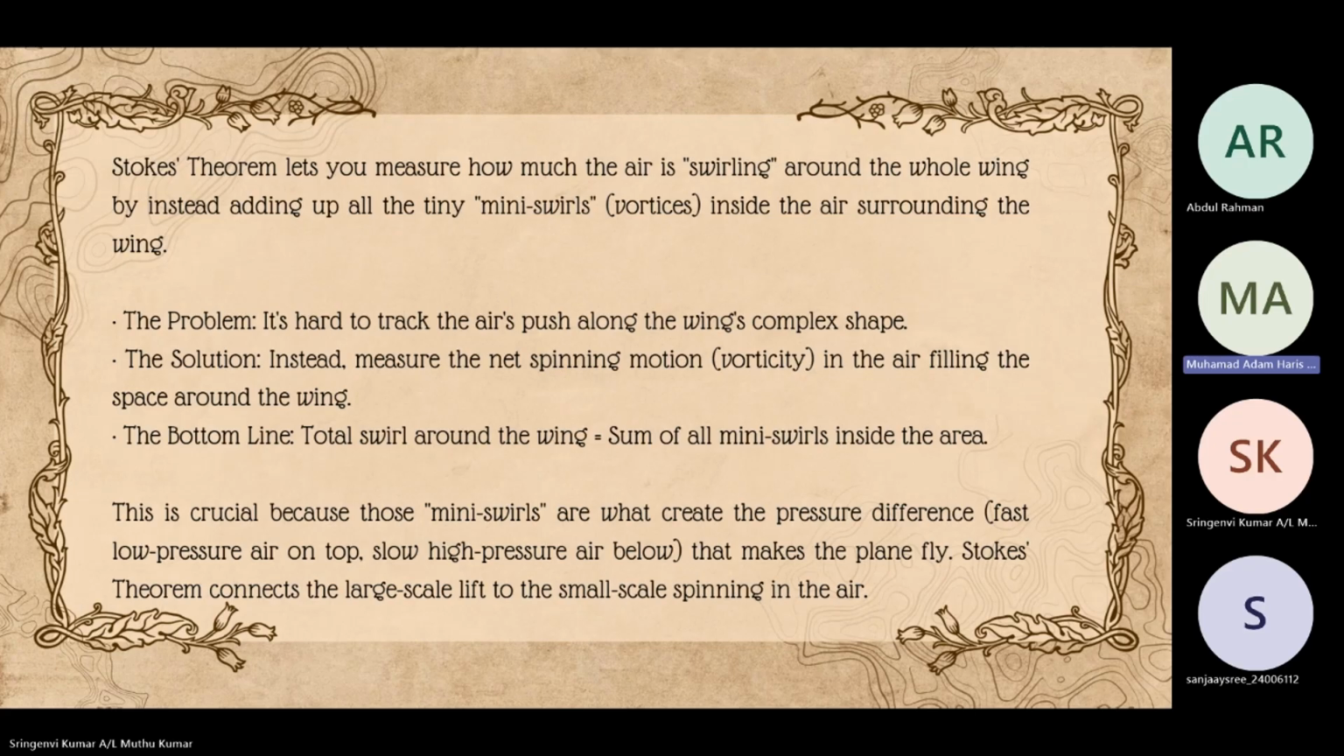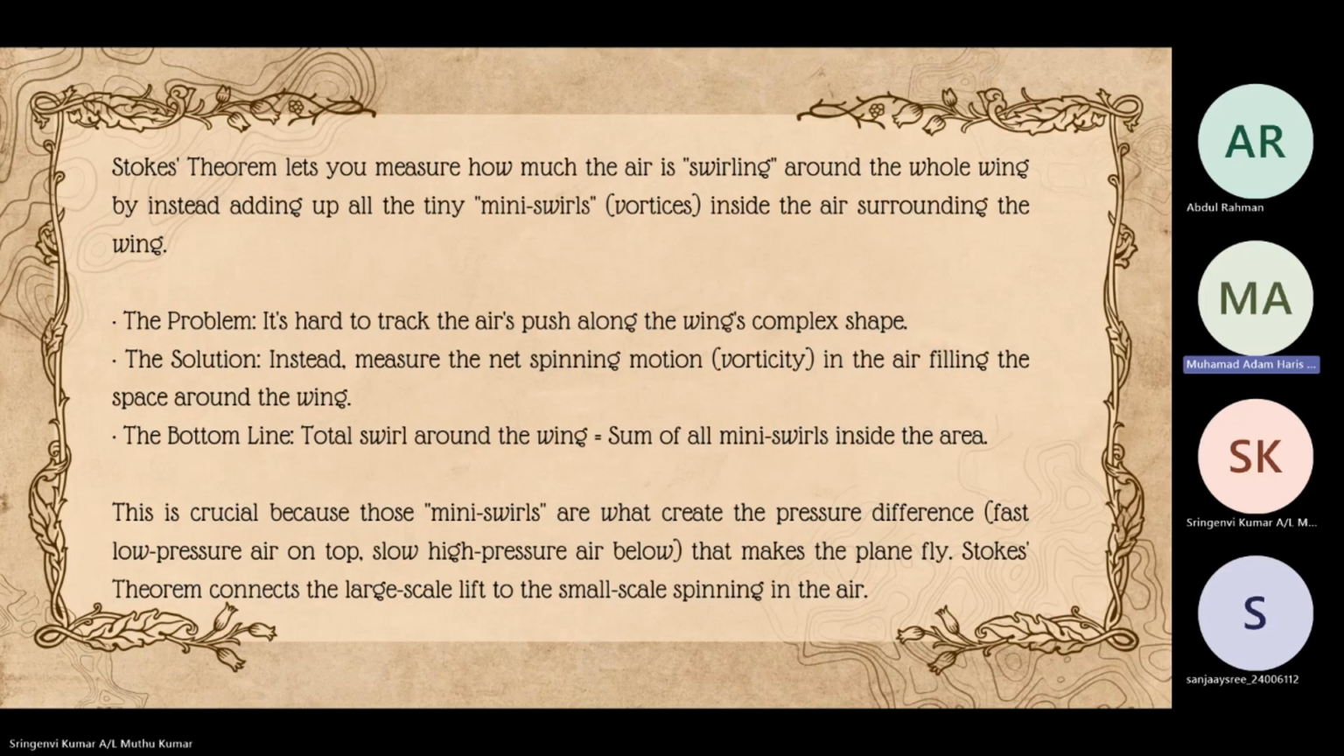So the problem is it is hard to track the air's push along the wing's complete shape. So instead, we measure the net spinning motion, the total vorticity, at the border of the plane wing. The bottom line is the total swirl around the wing equals the sum of all mini swirls inside the area. This information is crucial because those mini swirls are what create the pressure difference, the fast low pressure air on top and slow high pressure air below, that helps the plane fly.